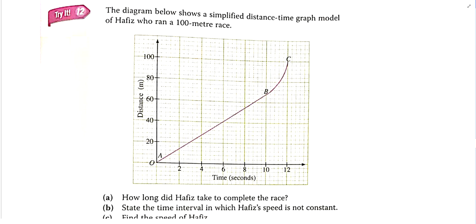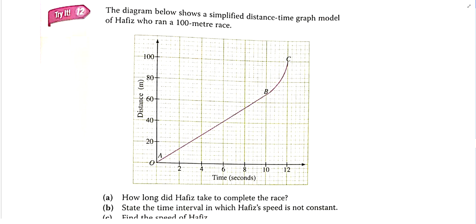Instantaneous speed means the speed at any point in time. Do you realize that instantaneous speed and average speed are different? So what is the speed from A to B? Constant. This is 64 divided by 10, which is 6.4 meters per second.